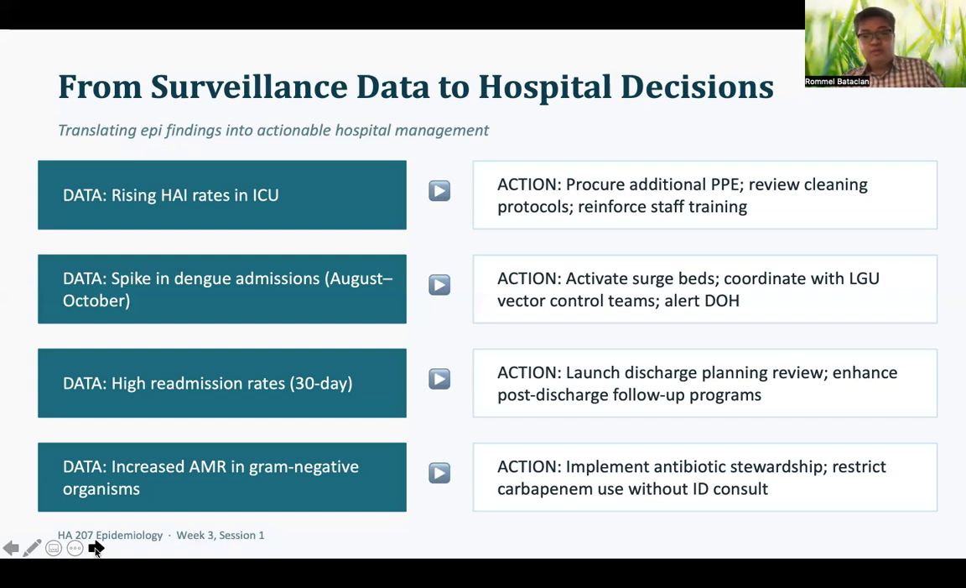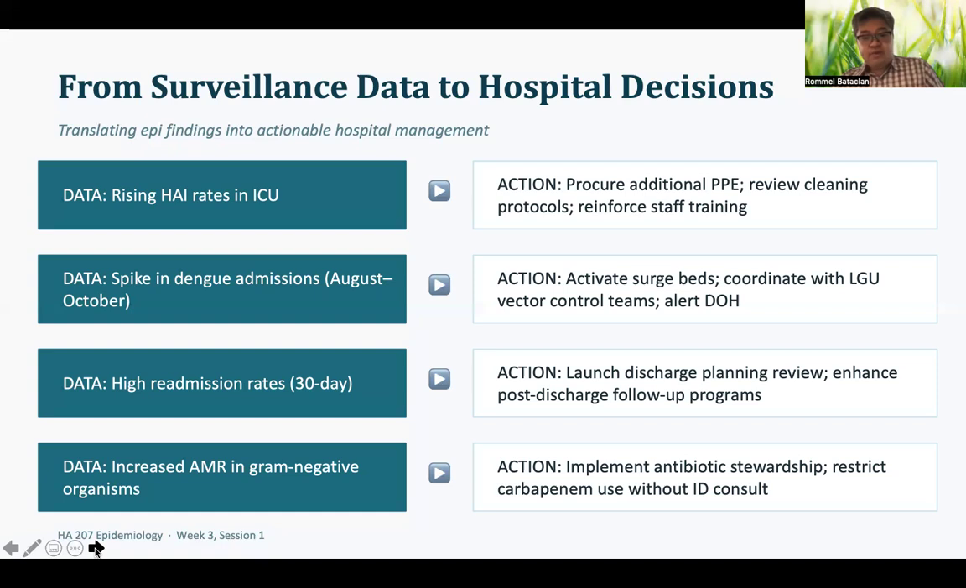Another scenario would be if you look into the data and there are high readmission rates. It tells you that the patients come back within 30 days, and that might be a particular problem in the quality of the process, the way of handling the patients. So you have to do a discharge planning review and enhance post-discharge follow-up. Do you need case managers? Would telemedicine be a good option for this? And these decisions should be based on epidemiologic data as well.